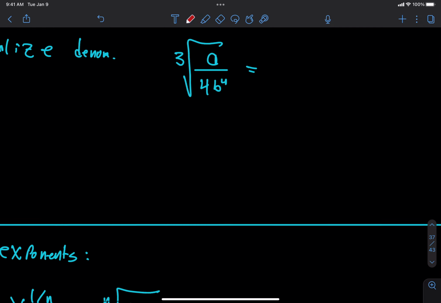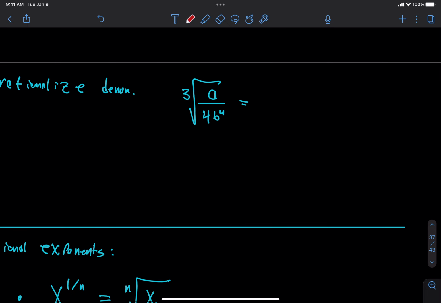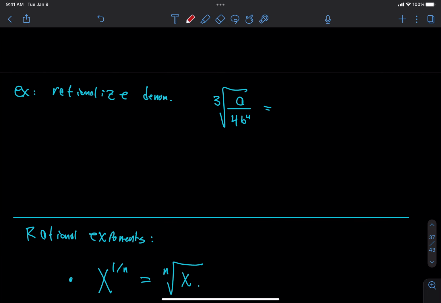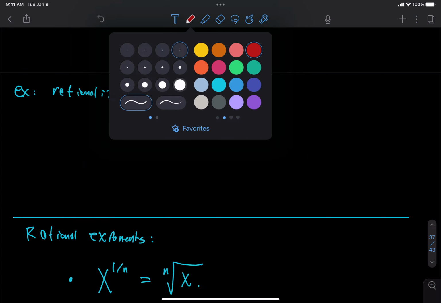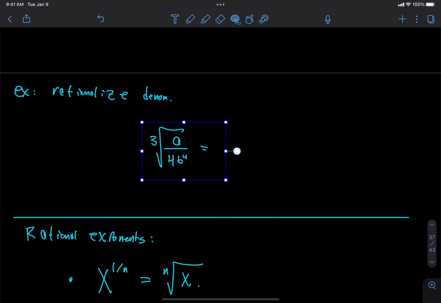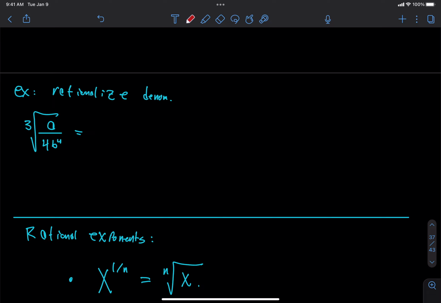Okay, so let's see a quick example here. Let's rationalize the denominator. We've got the cube root of a divided by the cube root of 4b to the power 4. All right. So the first thing I'm going to do is rewrite this as the cube root of a divided by the cube root of 4b to the power 4.